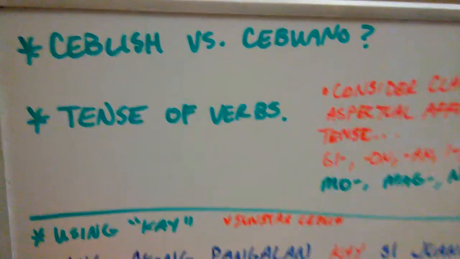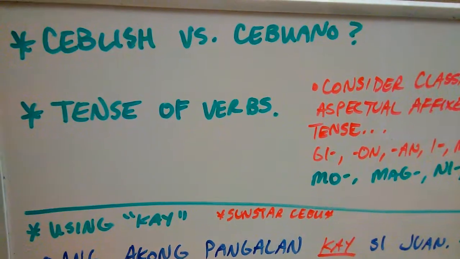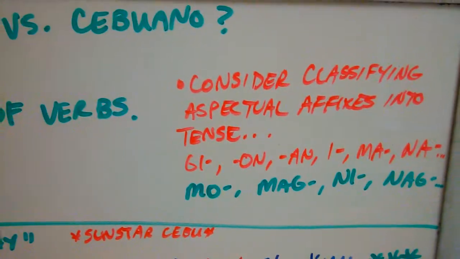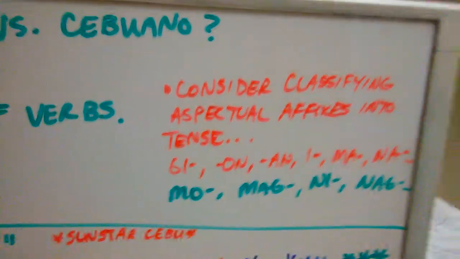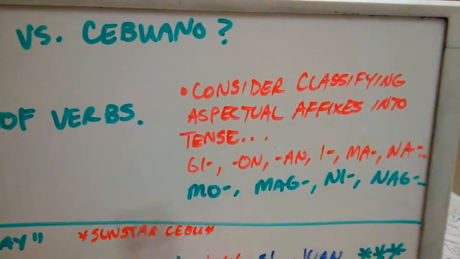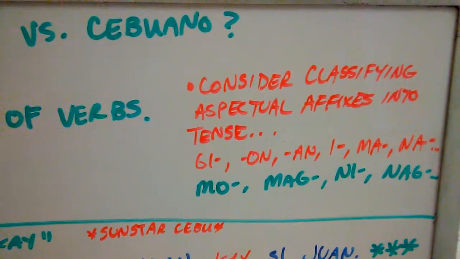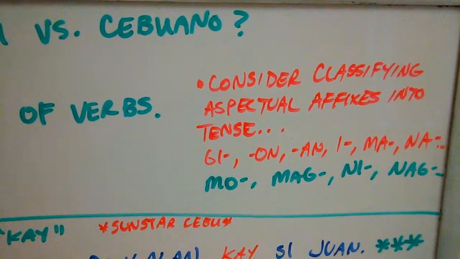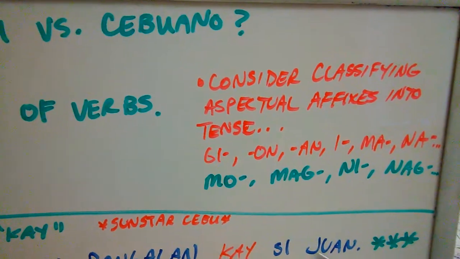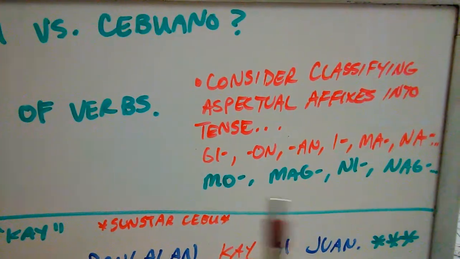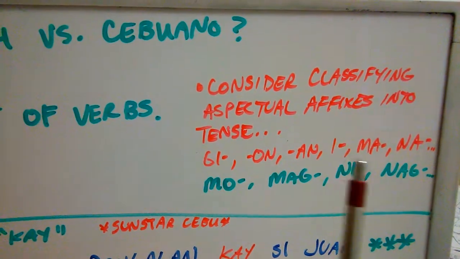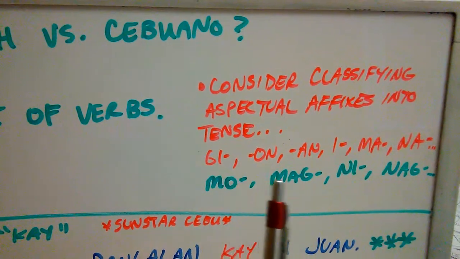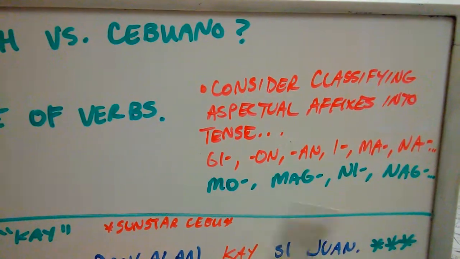You're not wrong if you explain Cebuano in terms of tense, but it's much better to explain it through aspect. Because consider this, right? Consider classifying aspectual affixes into tense. If mo, mag, ni, nag, etc., and the actor focus conjugations all express tense, whether it's past, present, present perfect, future perfect, whatever, all that stuff, right? If they simply represent tense, how are the other affixes going to be represented? Where do they fall under this tense timeline? You have gi, on, an, i, ma, na, all these other kinds of stuff, right?